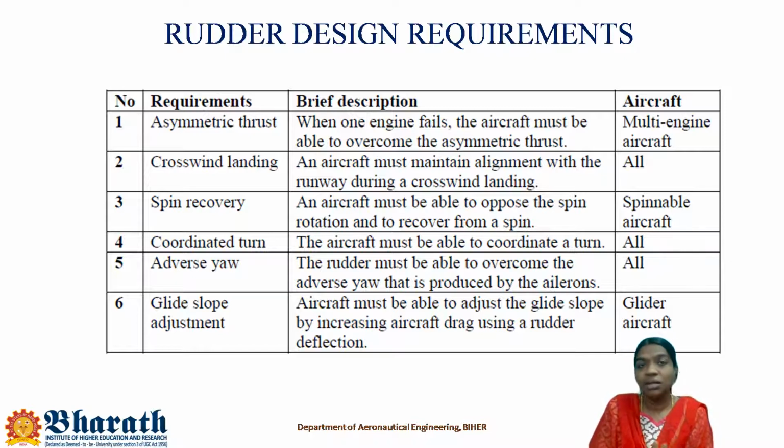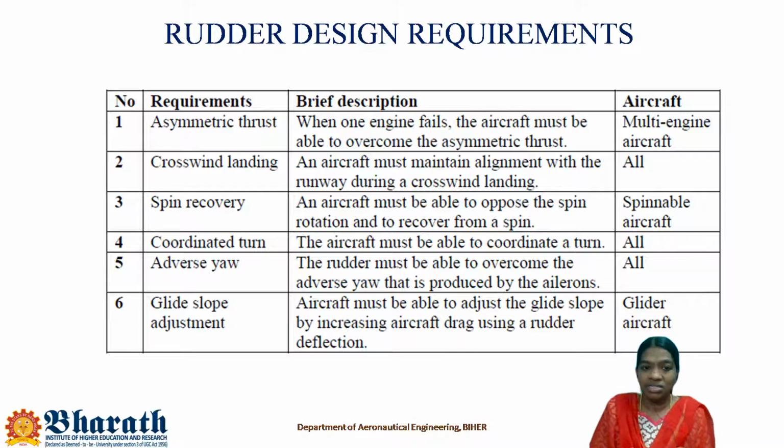As we know, the aileron and the rudder are coupled control surfaces. When the aircraft undergoes rolling, there is the possibility of the aircraft to yaw also. Similarly, when the aircraft undergoes yawing motion, there is the possibility of rolling in the aircraft. That is nothing but the adverse yaw. So the rudder must be able to overcome the adverse yaw that is produced by the aileron. Of course, this is also experienced in all kinds of aircraft.